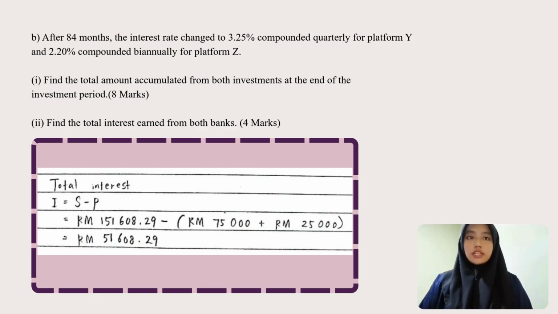Substitute the information that we get from B1 into this formula, which is 151,608 ringgit and 29 cent minus 75,000 plus 25,000. And the final total interest earned from both banks is 51,608 ringgit and 29 cent.